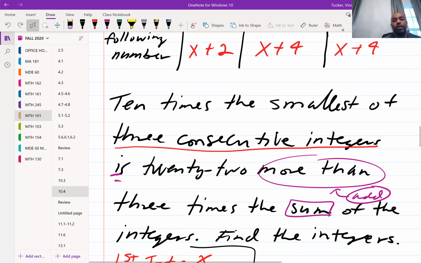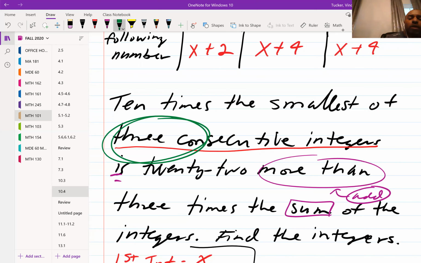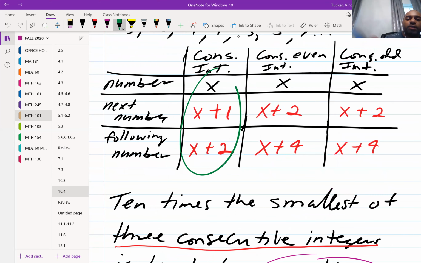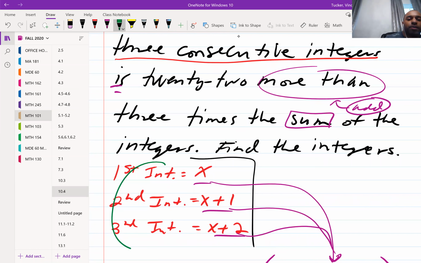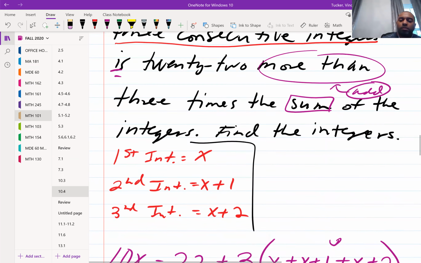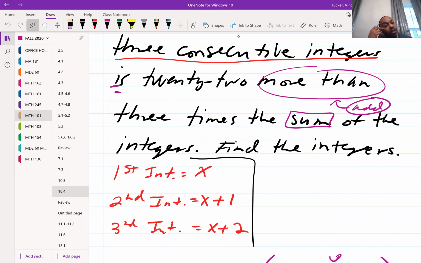So when we look at what we have here, 10 times the smallest of 3 consecutive integers, we have 3 consecutive integers that we have to account for. So remember, for consecutive integers, this is how we're going to set up our numbers. Here are my first, second, and third integers and how I will represent them. You call the first one x, the next one will be x plus 1, and then the next one will be x plus 2.